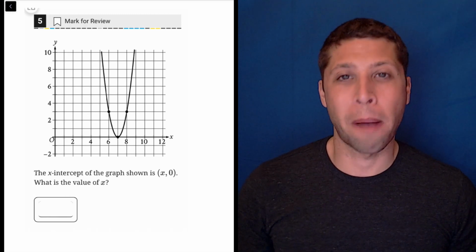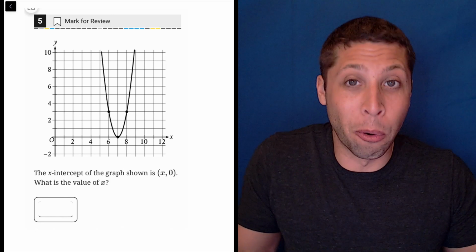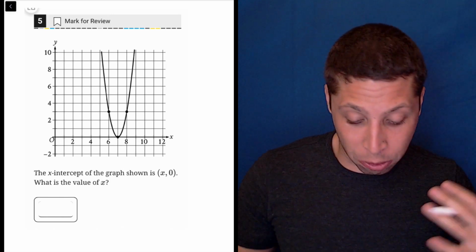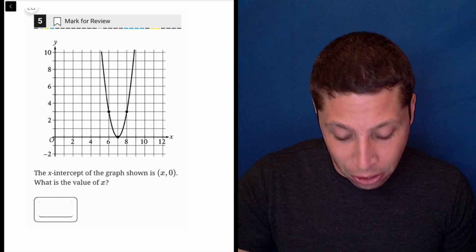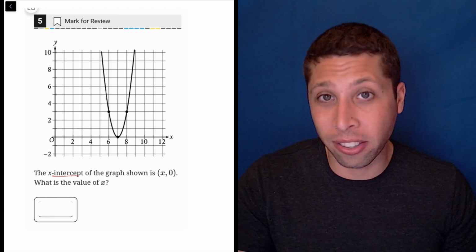This question seems more complicated than number 4 because it's got a more in-depth graph, I guess, an XY plane, and we've got a parabola. They even use the word x-intercept, so that's a little scary. It sounds a little too mathematical, but this is just as easy as the last one.